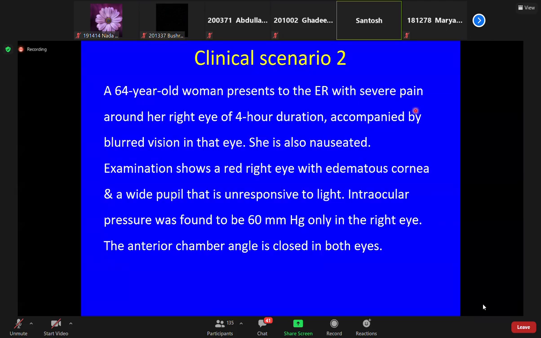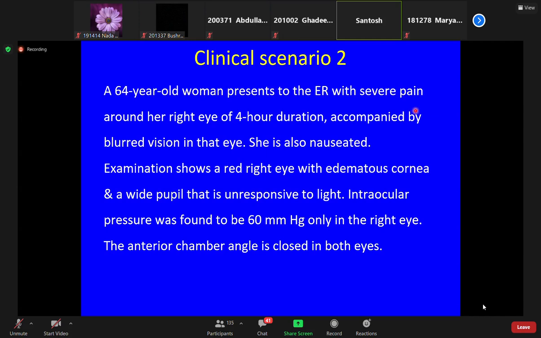Second scenario: a 64-year-old woman presents to the ER with severe pain around her right eye for 4 hours, accompanied by blurred vision in that eye. She is also nauseated. Examination showed a red right eye with an edematous cornea, and a wide pupil that is unresponsive to light. So it may be unresponsive or sluggish to light. Intraocular pressure was found to be 60 millimeters of mercury only in the right eye.